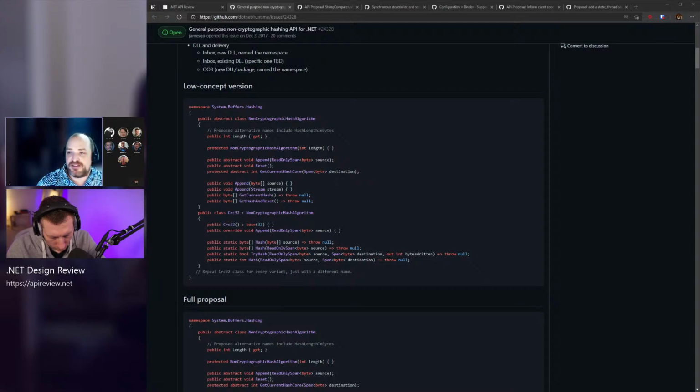And then the other one is we need a namespace proposal. I included just above the current screen position 3 different names that were suggested in the thread, which is System.Buffers.Hashing, System.IO.Hashing, and System.Hashing. I liked Buffers best, so it's the one that I put as the strawman.